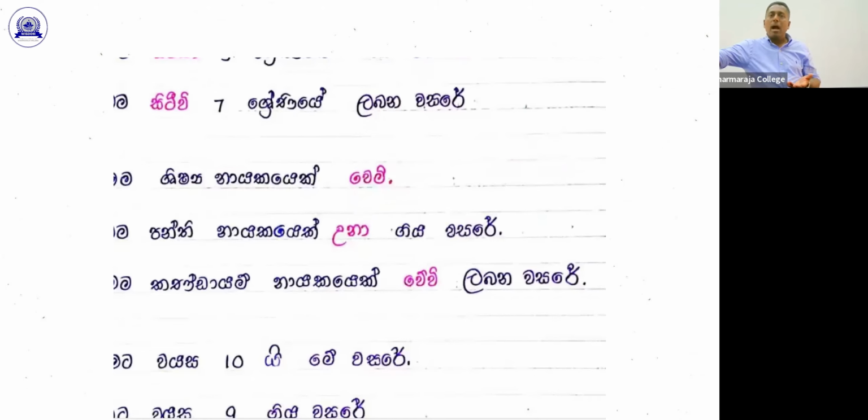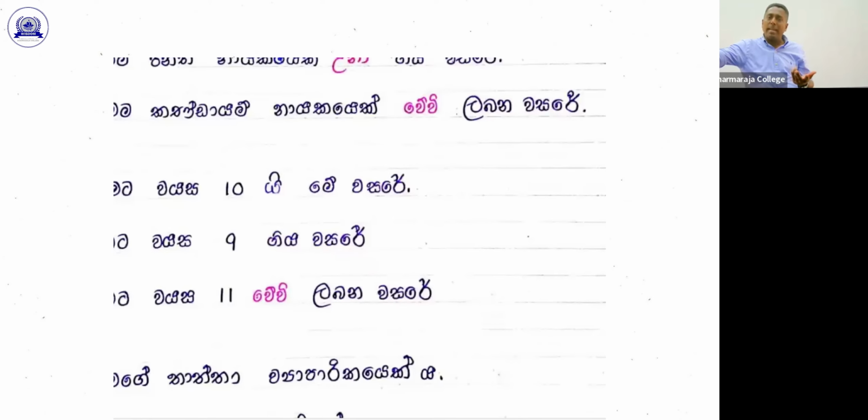Second one. I am a prefect. I was a monitor last year. If you are a girl, you must say monitress. I will be a captain or group leader next year. I am 10 years old this year. I was 9 years old last year. I will be 11 years old next year.